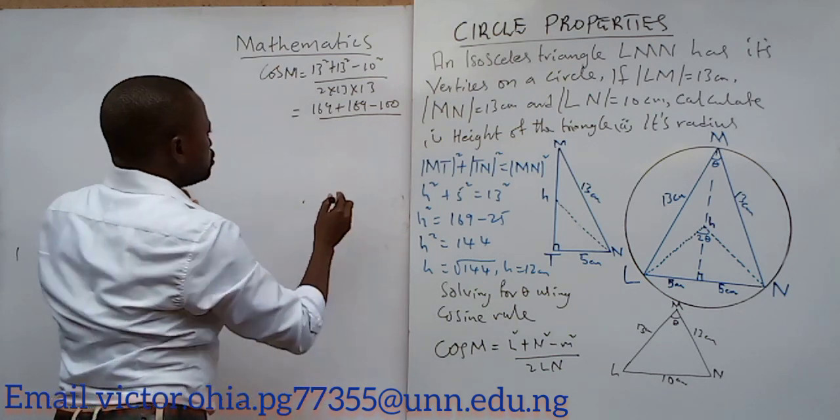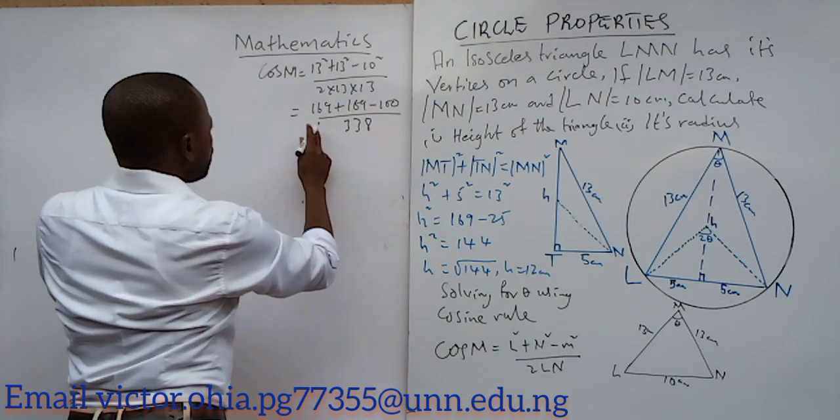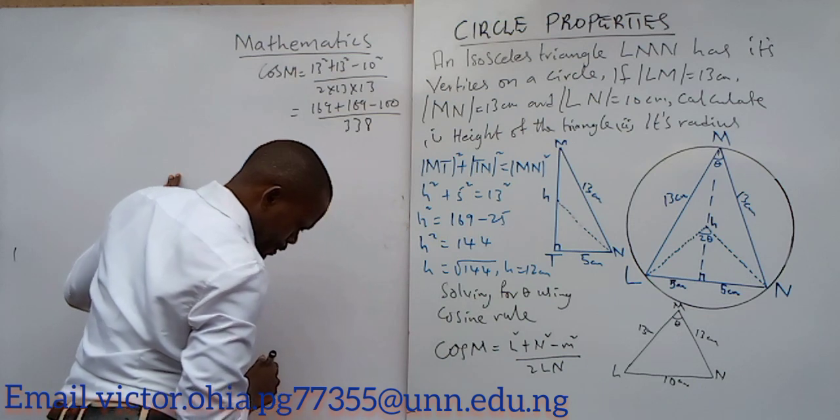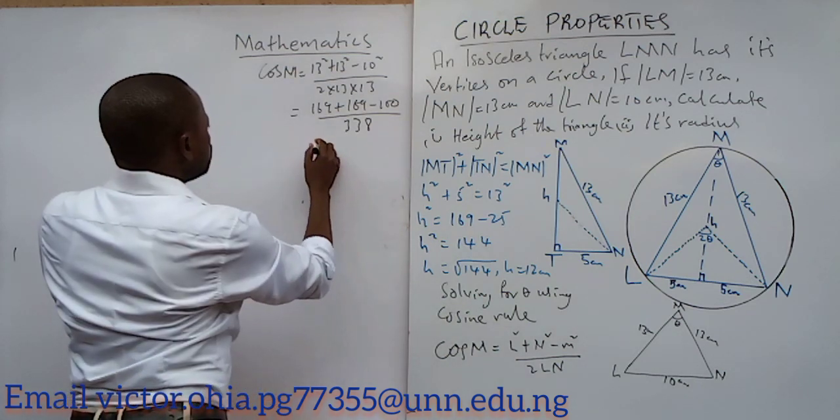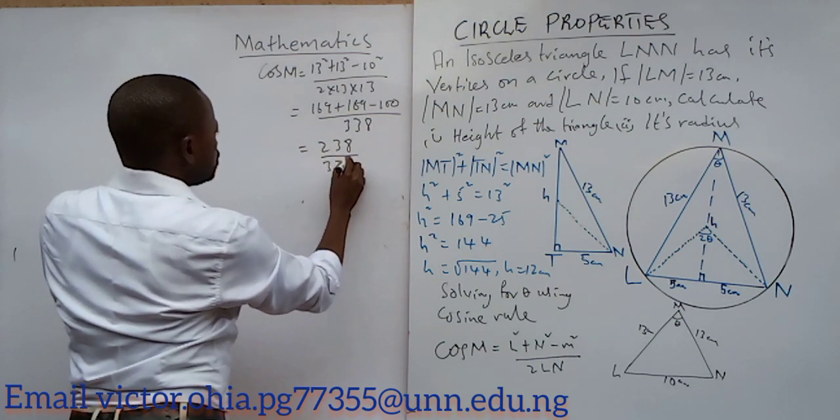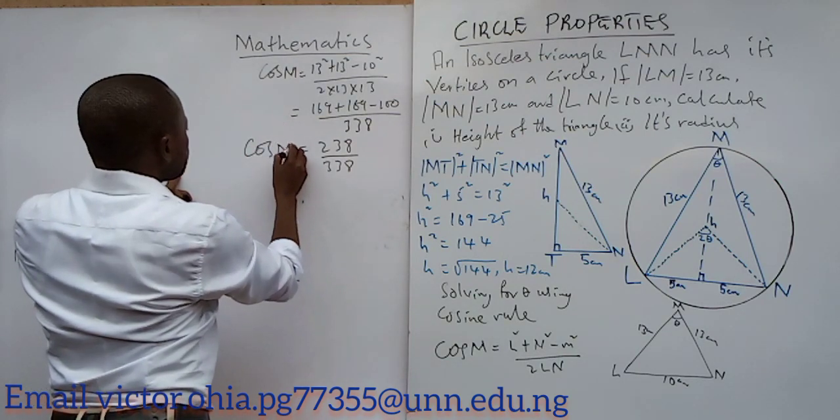That's 338. Okay, now I have this plus this minus 100 to be 238. So I have equals to 238 over 338. Okay, so that's cos m.